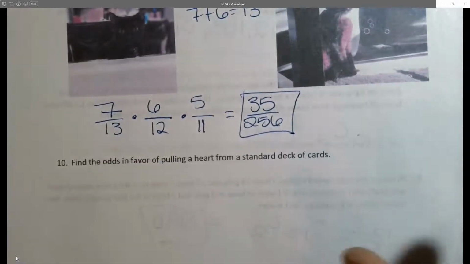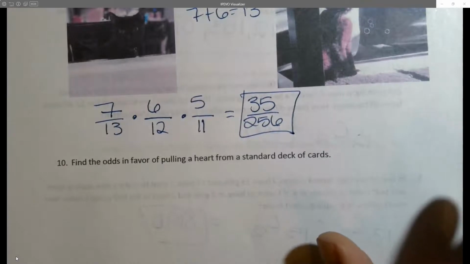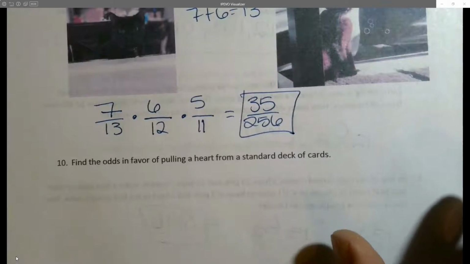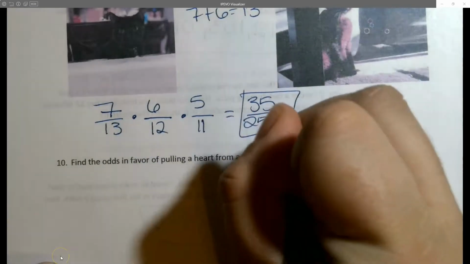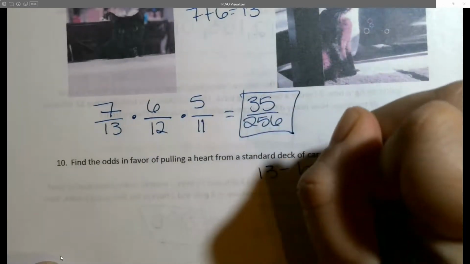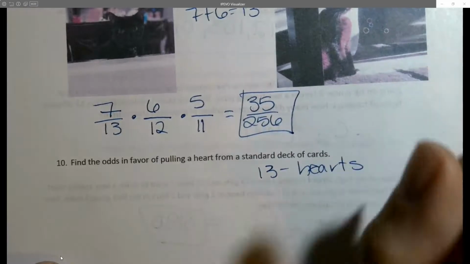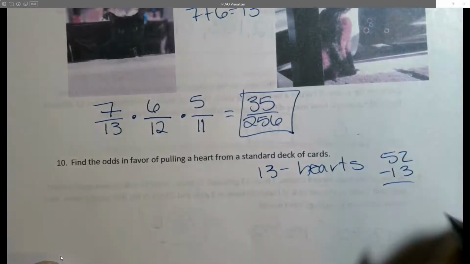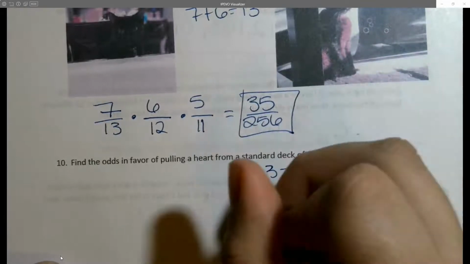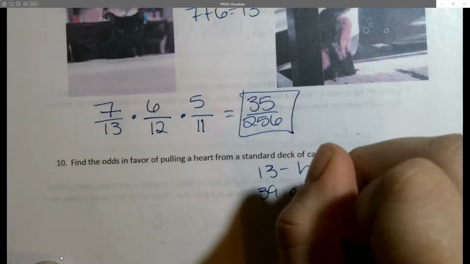Okay. Number 10 wants me to find the odds in favor of pulling a heart from a standard deck of cards. Remember, odds are not the same as probability. Odds are when I am comparing 2 things together. So odds are what I want compared to what I don't want. There are 13 hearts. And if I want to know what's not a heart, I would take 52 and subtract the 13, which gets me 39. So there are 39 other cards.